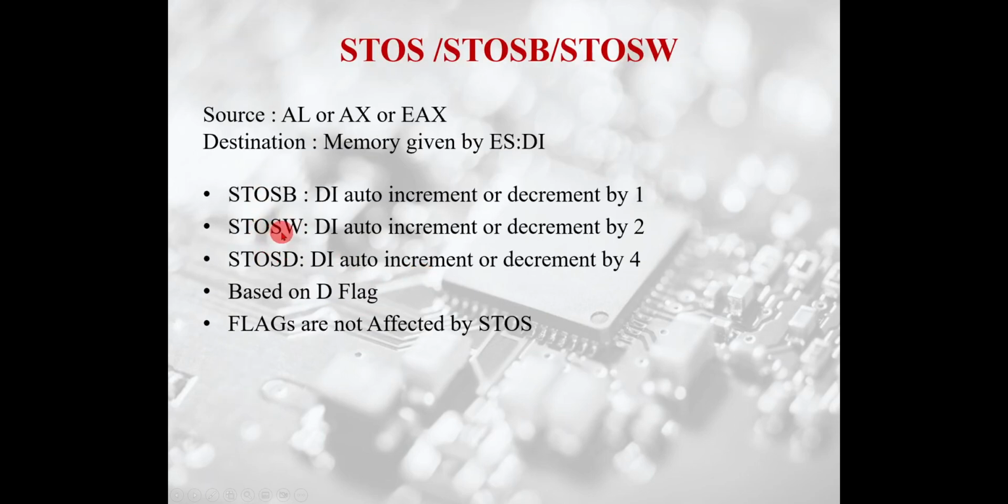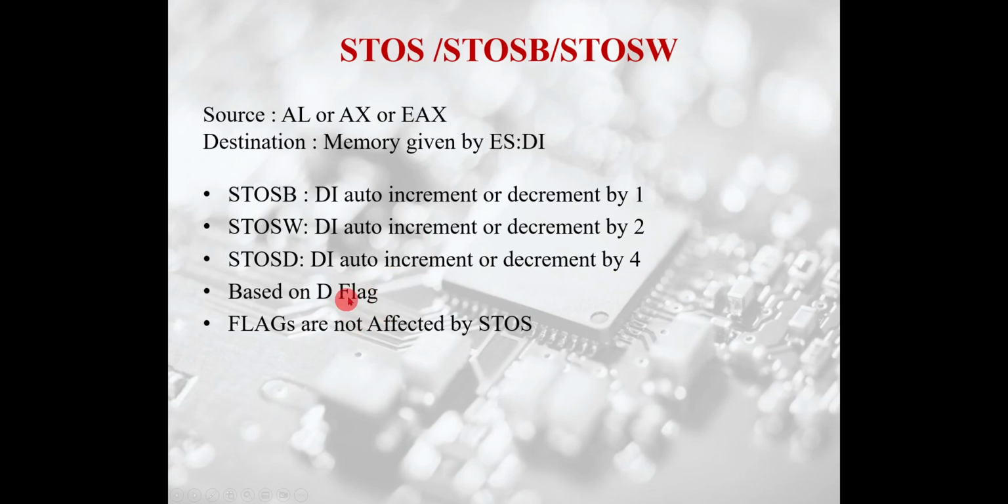Similarly, if I write a store SW, then the data available in the AX register, because it's a word now, so 2 bytes of information will be transferred to the memory location specified by ES:DI, and DI will be auto incremented or decremented by 2. And finally, we have a store double word, in which the data available in the EAX register will be transferred to this memory location, and then DI will be auto incremented or decremented by 4.